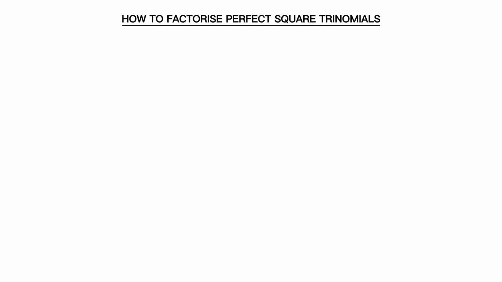In this video, we're learning how to factorize perfect square trinomials with simple examples. Let's jump right in. Example 1. x squared minus 14x plus 49.